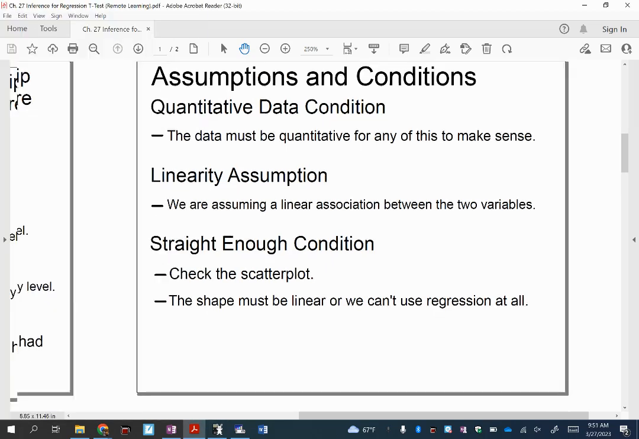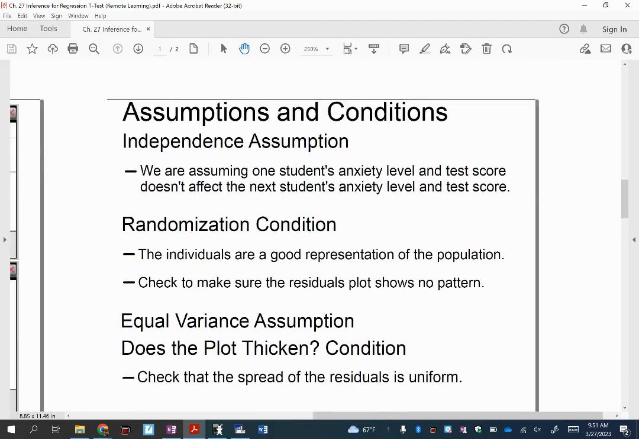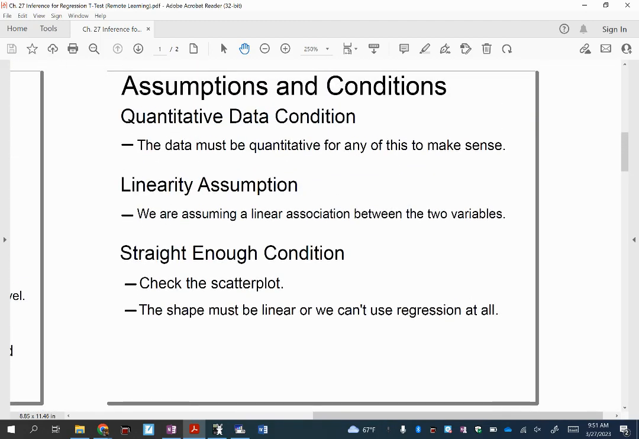All right, so we checked the scatter plot. We're going to go with linear. Oh, wait, I'm sorry. I said I would go back. Go ahead and finish now.